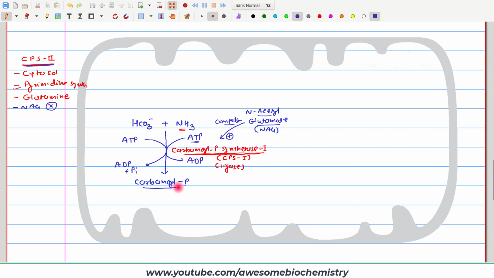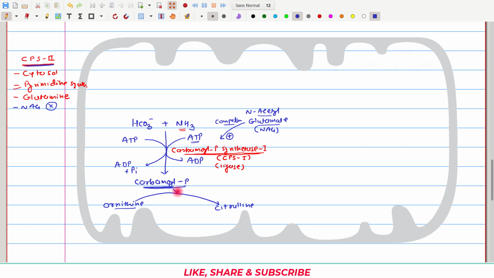Once carbamoyl phosphate is formed, it reacts with ornithine. The carbamoyl portion of carbamoyl phosphate binds with ornithine to give rise to citrulline.